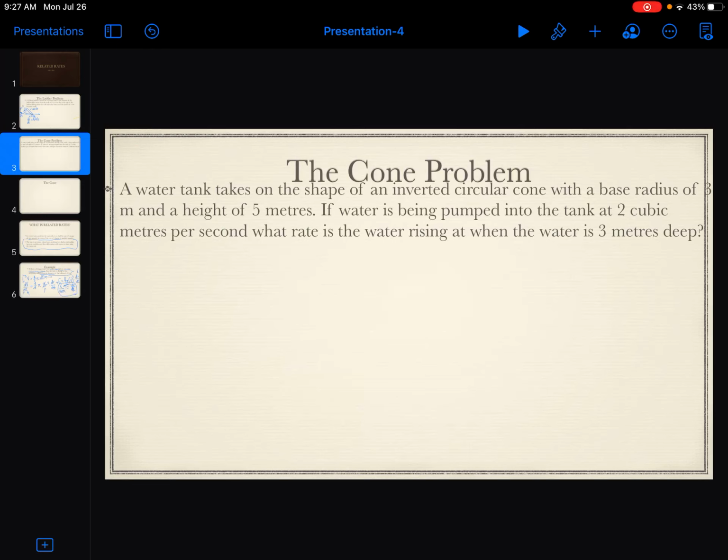Hey guys, today we're going to be doing the cone problem. This is just another related rates problem. I'm going to be going over it in depth and explaining it and how to go about it. And showing you guys something a little different, because the cone problem requires a few extra steps compared to what we've seen in the ladder problem.